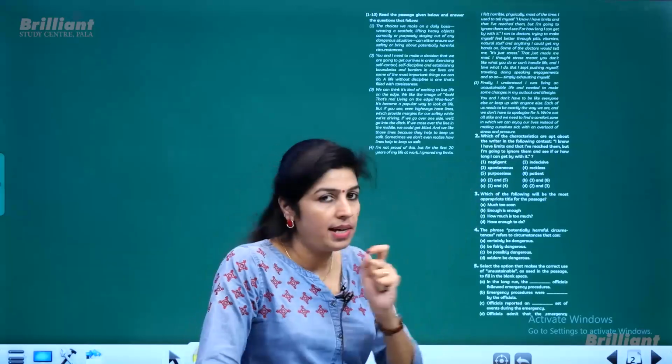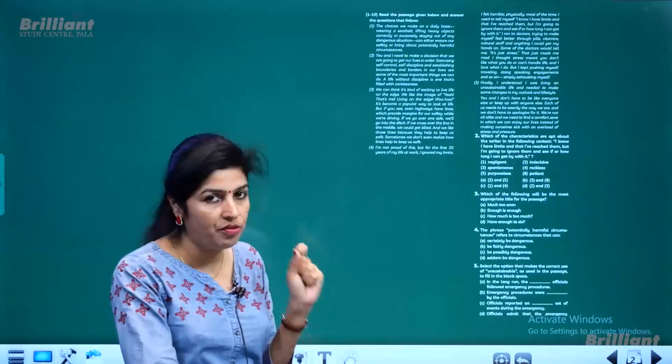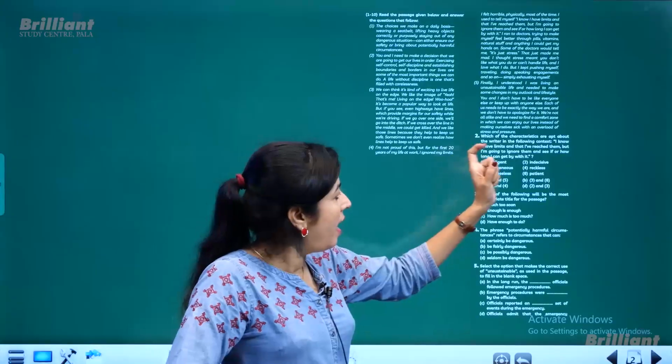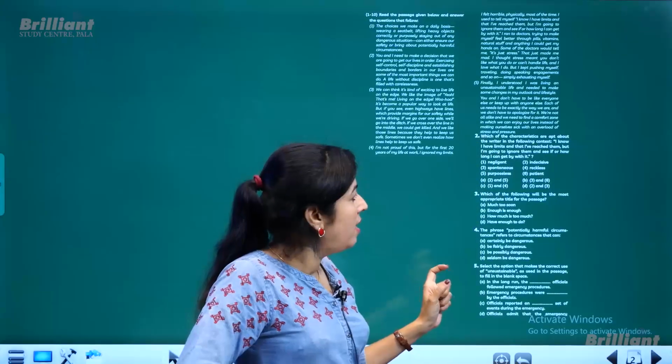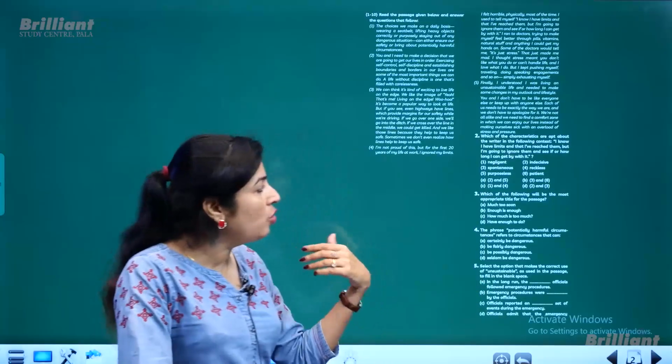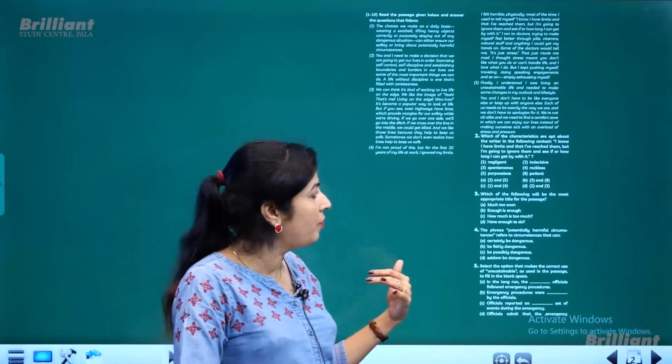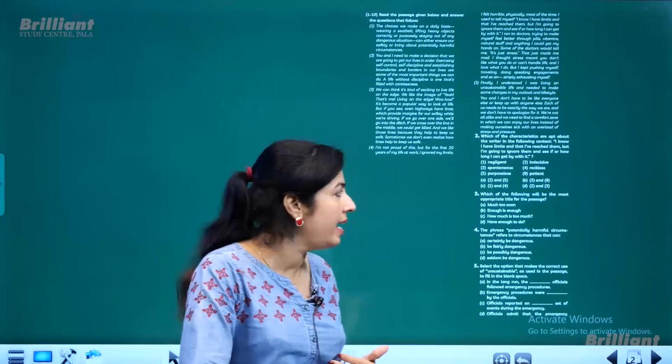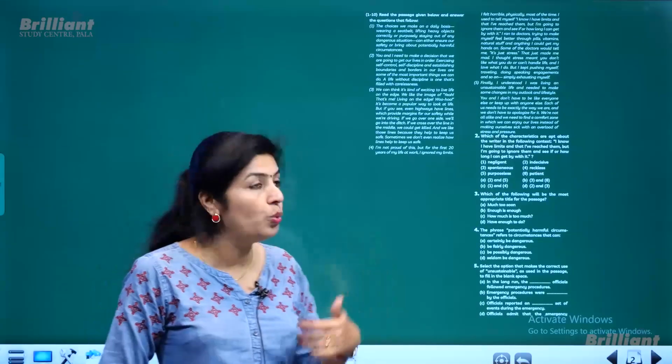One statement has been taken separately from the passage, and that is: 'I know I have limits and that I have reached those limits, but I'm going to ignore those limits and see if or how long I can get by with it.'